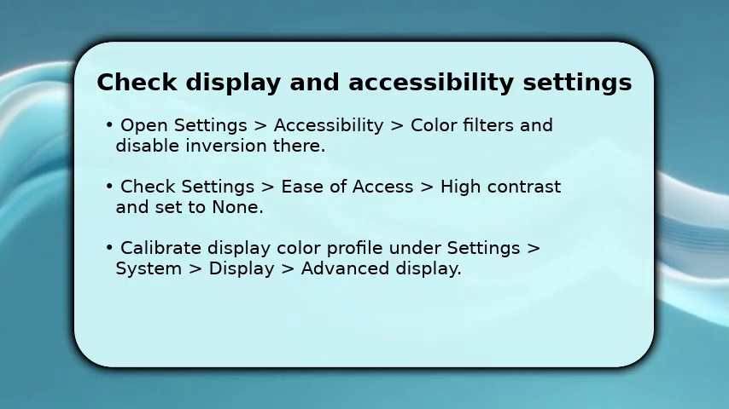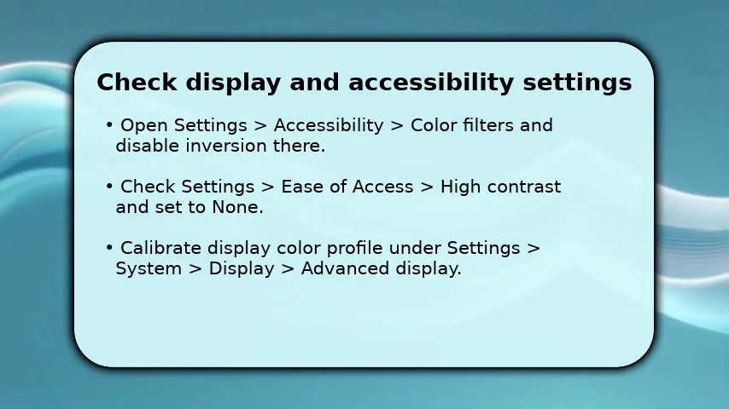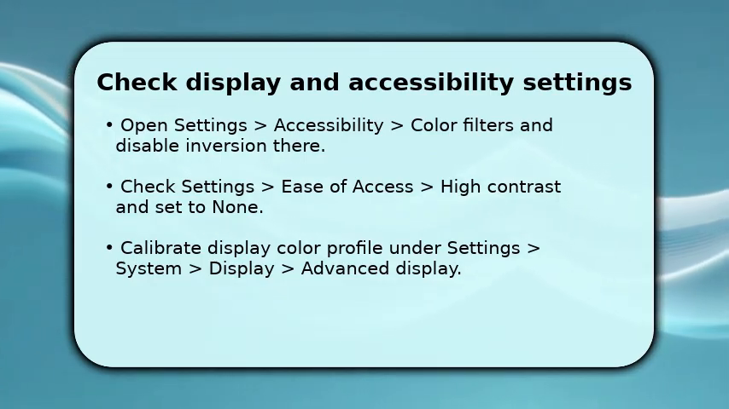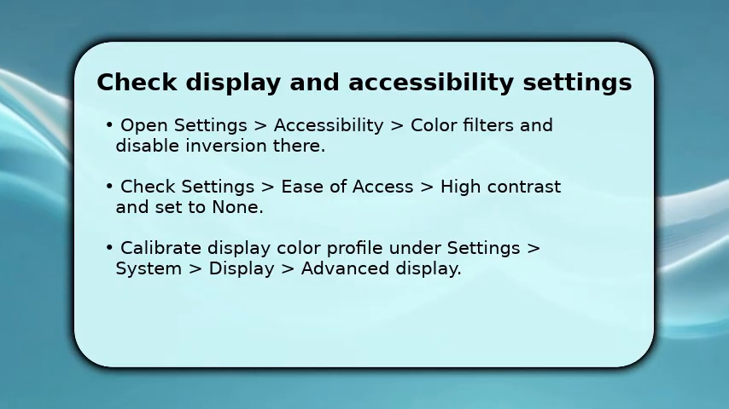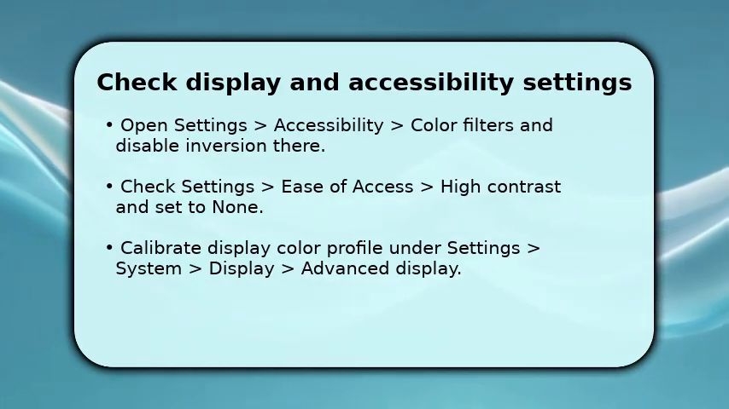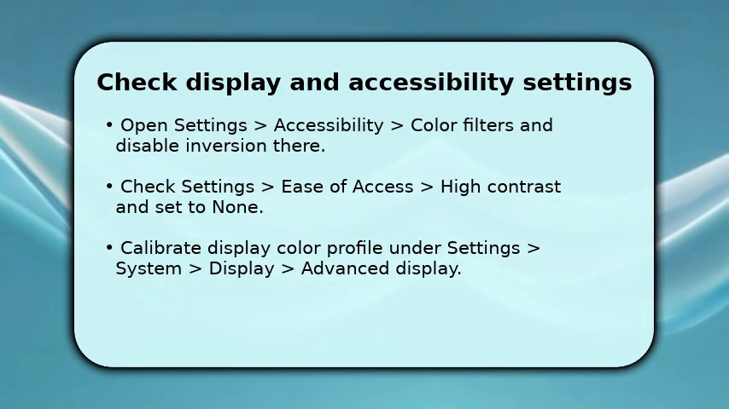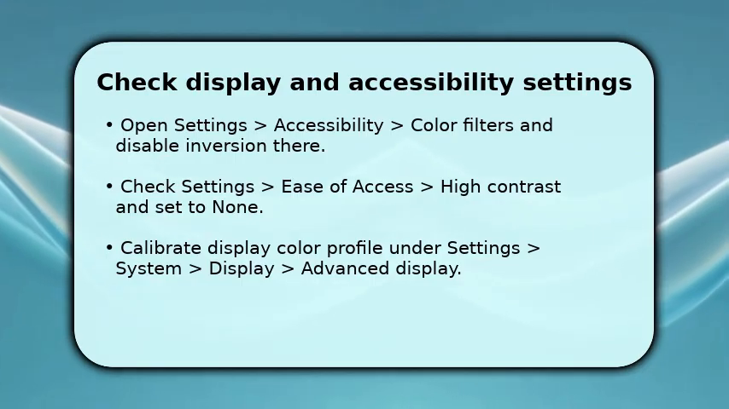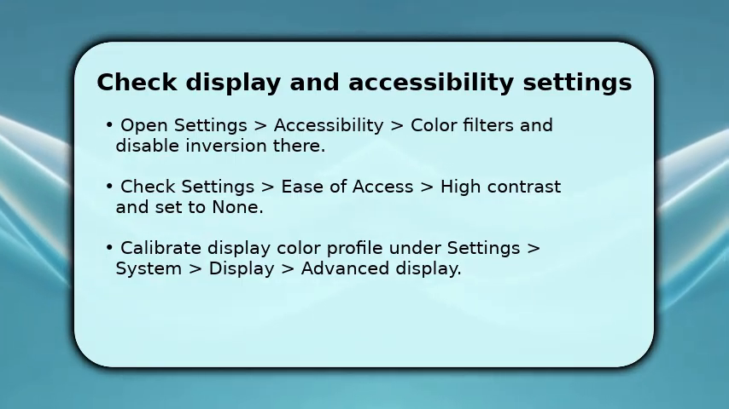Open Settings, then System, then Display, then Advanced Display to check color profiles and HDR. Select the standard sRGB or the default profile if a custom profile is applied. Use the Calibrate Display Color option to restore normal color balance and press Apply.